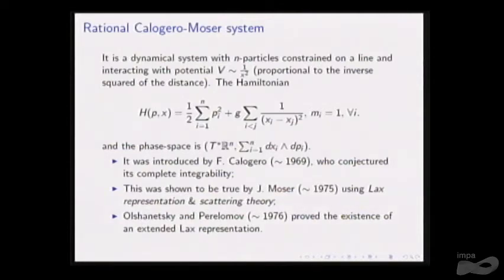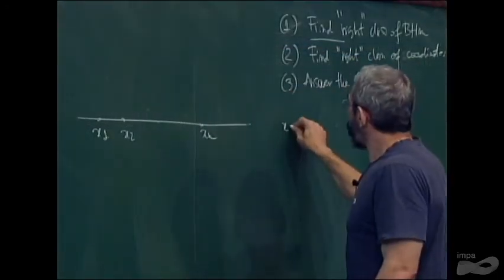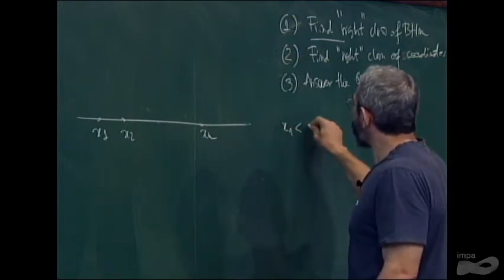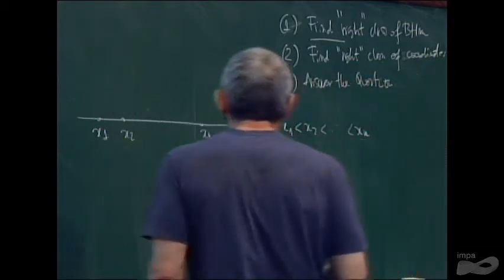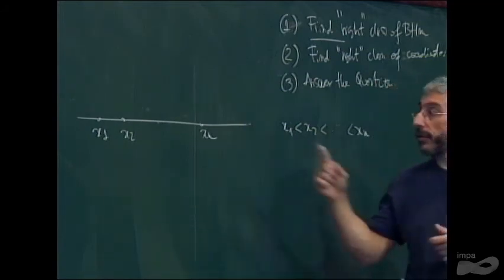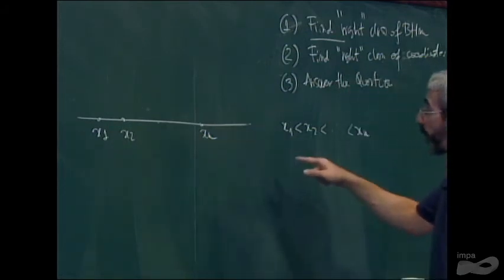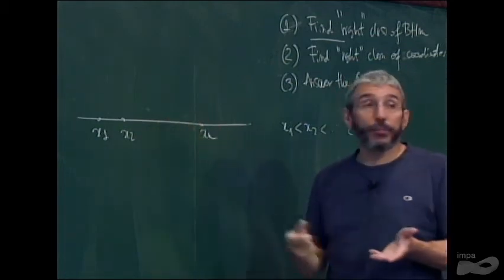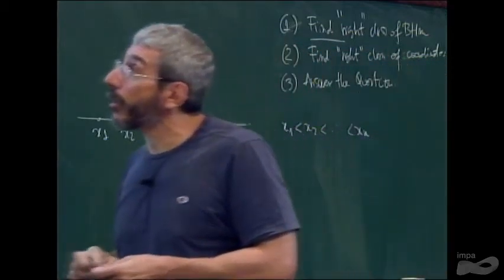So we can think that on the line we have x1, x2, xn, with x1 less than x2, less than xn. And this means in particular that these particles cannot cross each other. So the particles will start to move, and the configuration space is just Rn, and the phase space, of course, is the cotangent bundle of Rn, which is what I wrote there.